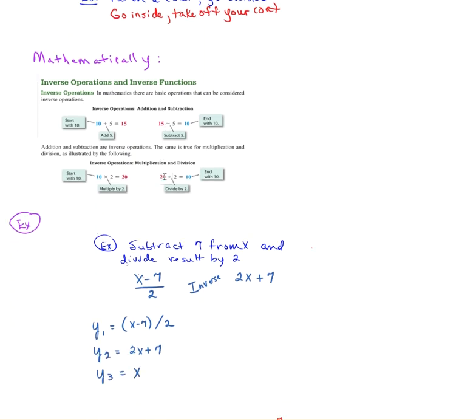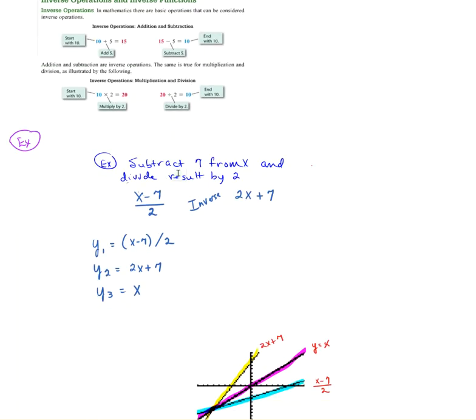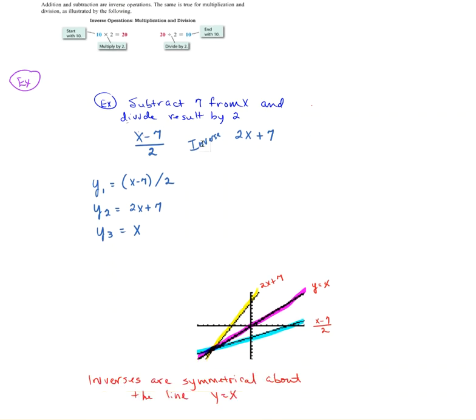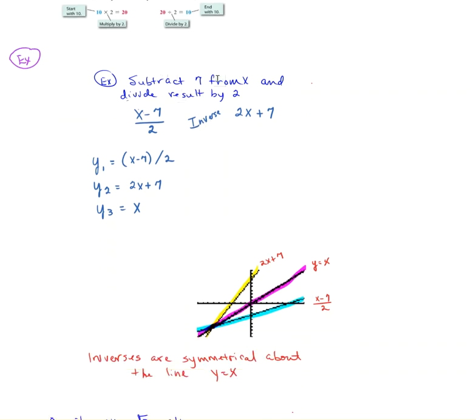Now mathematically, let's talk about the inverse operation. So if you're multiplying, then the division is the inverse. If you're adding, the subtraction will be that. So let's look here. If you had subtract 7 from x and divide the result by 2, you could write that as x minus 7 over 2. Now the last thing we did was divide by 2. So for an inverse, we're multiplying that x by 2, and instead of subtracting 7, we're going to add 7.